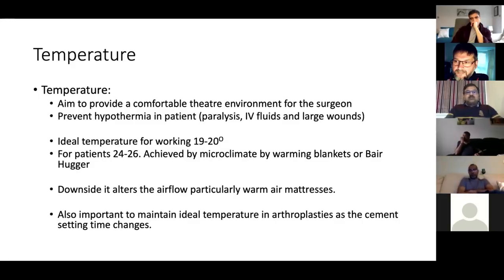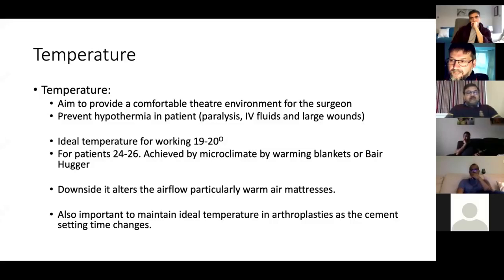One of the problems of using these warming devices around the patient is that it alters the airflow. Particularly if you look at the warm air blower used in the theater, it is usually placed within the zone of the laminar flow, and it disrupts the flow of air around the patient and can interfere with the smooth flow.